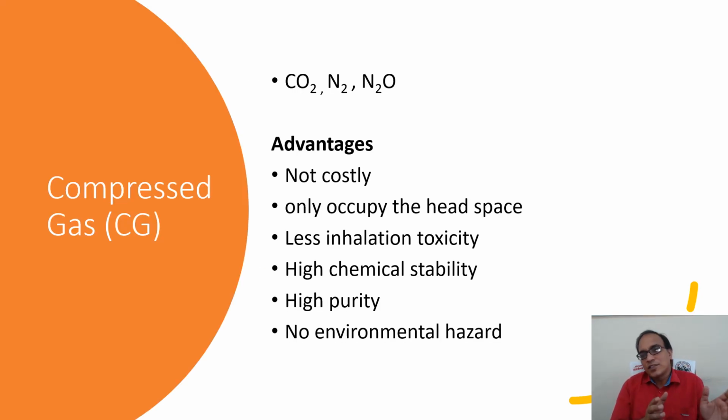Now, we have discussed the chlorofluorocarbons, hydrochlorofluorocarbons, HFAs. They all come under the category of liquefied gas propellants, which is one type of propellant category. Now we are moving to the compressed gas. What are the examples? Carbon dioxide, nitrogen, and nitrous oxide. They are compressed gases. They are not costly. They only occupy the head space. They have less inhalation toxicity, high chemical stability and high purity is available with the advantage of no environment hazard. They are environment friendly. Okay.